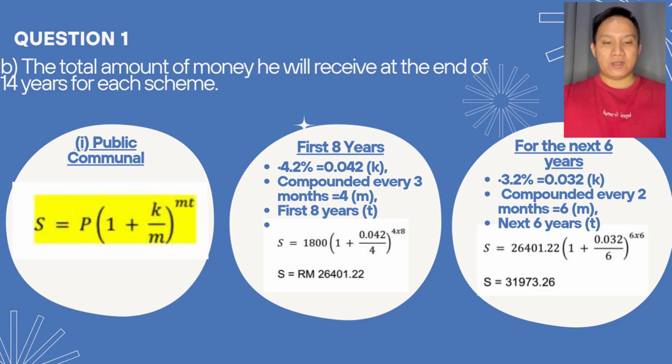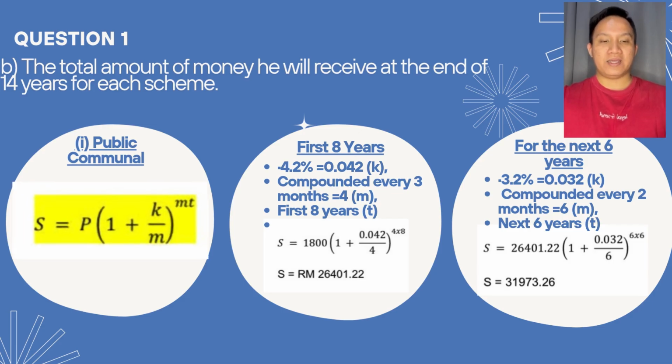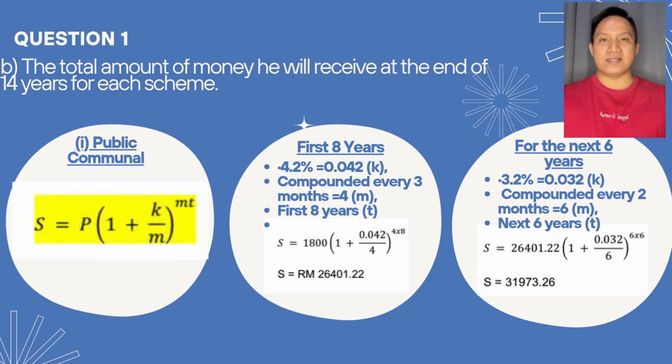So, S equal 18,900 in bracket 1 plus 0.042 over 4, close bracket, power of 4 times 8. So the total is RM 26,401 ringgit and 22 cents. For the next 6 years, which is 3.2% equal to 0.032 equal to the K, compounded every 2 months equal to 6 is the M, and for the next 6 years is the T. So S equal 26,401.22 in bracket 1 plus 0.032 over 6, close bracket, power of 6 times 6 equal to 31,972 ringgit and 26 cents.